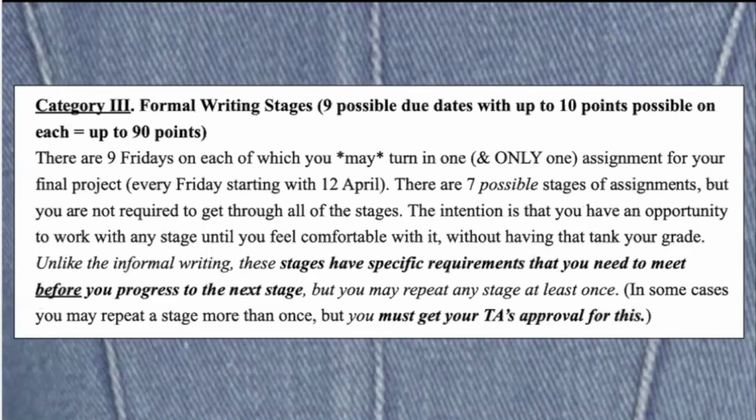Category 3, formal writing stages. There are 9 possible due dates with up to 10 points possible on each, so up to 90 points. But I'm going to tell you this right now. This is the one category that is graded fairly harshly. So rarely do people get the 90 points straight off the bat.